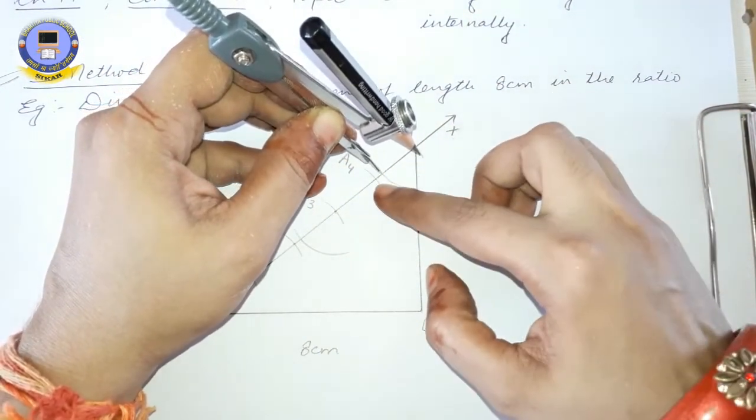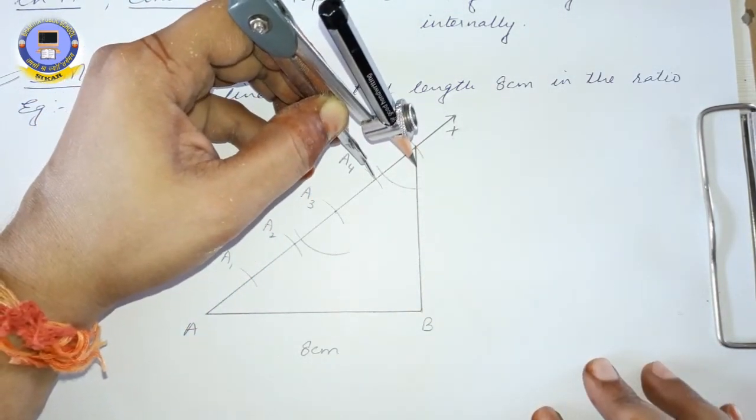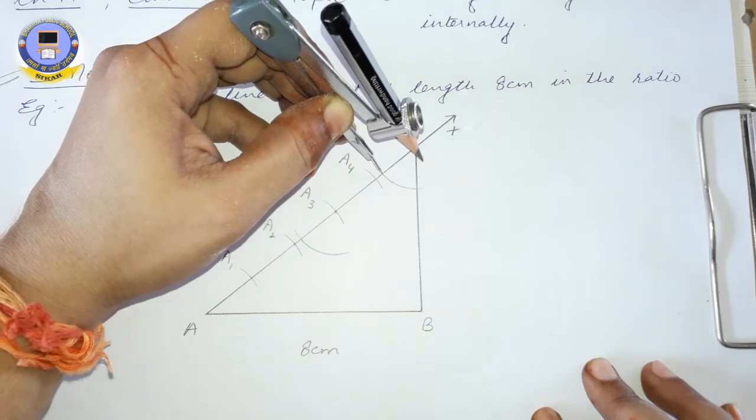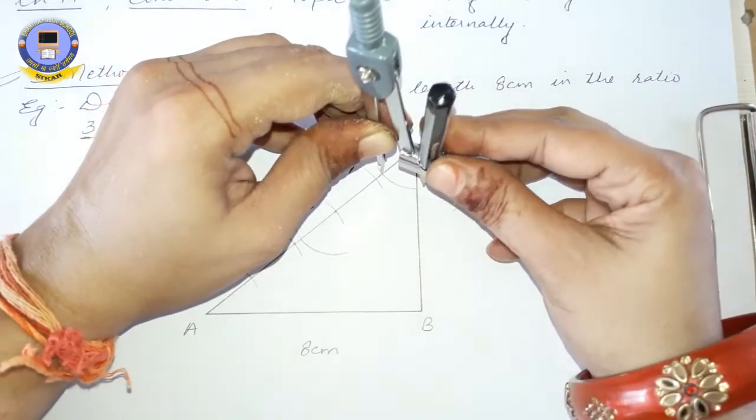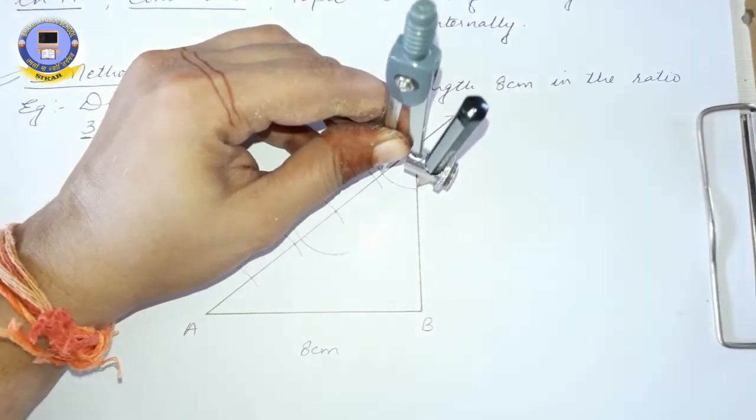Keep your compass pointer at this new arc. इस new arc पर रखना है. मोस्टली बच्चे कंफ्यूज होकर यहाँ रख देते हैं. ध्यान से देखिए, we have to keep our compass pointer at this new arc and measure this angle. इस एंगल को measure कीजिए in this way.